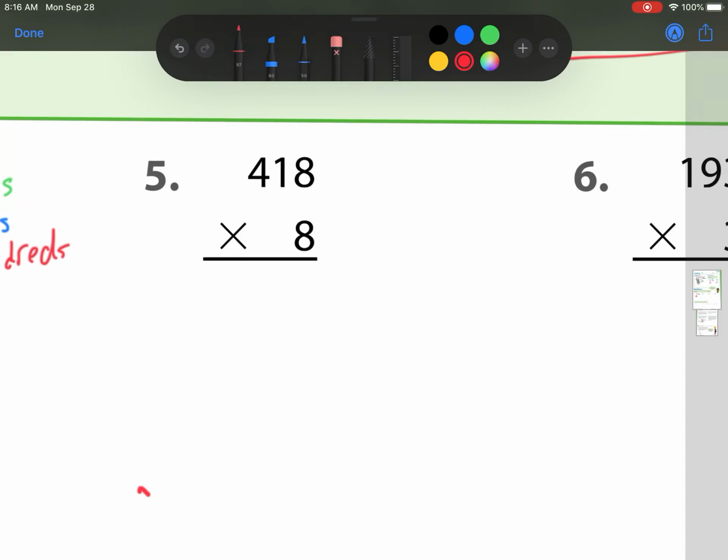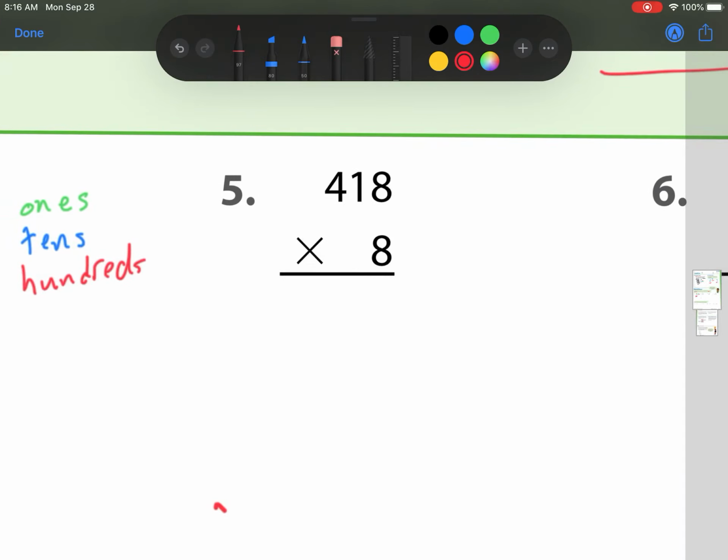1,115. Okay, on to our next one. Again, I start with my ones place value. So my answer is 8 times 8 is 64. So I write that down.